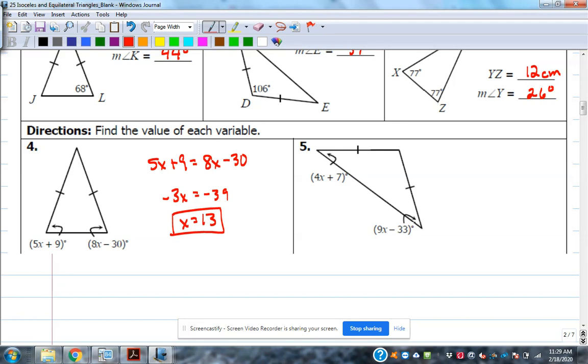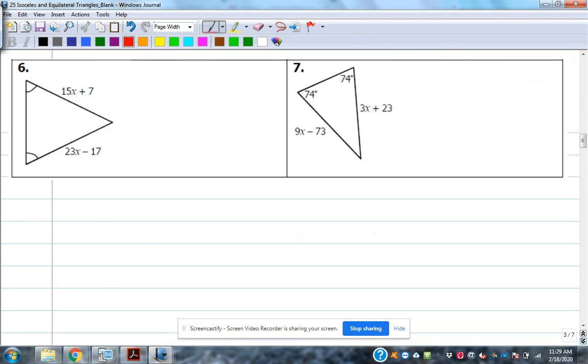Number 5, do the same way, right? Nothing different. Go to number 6. What do we do with those? What's the notation in the picture telling us?